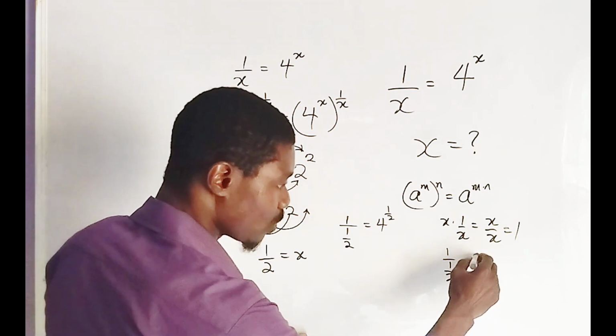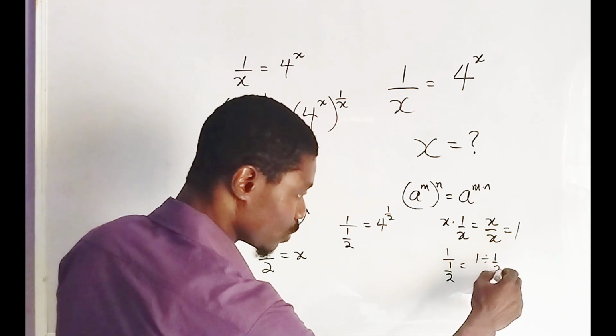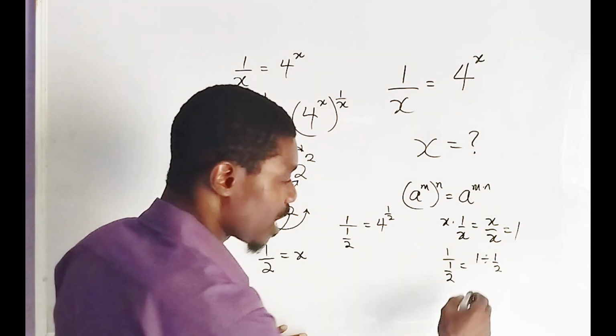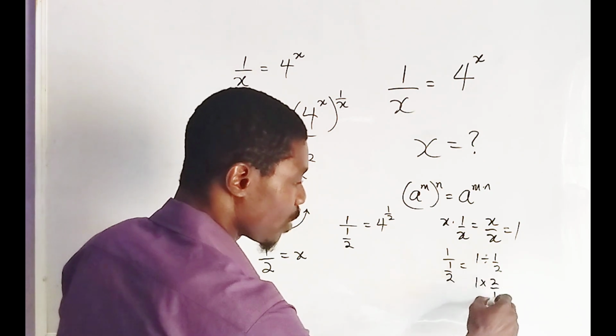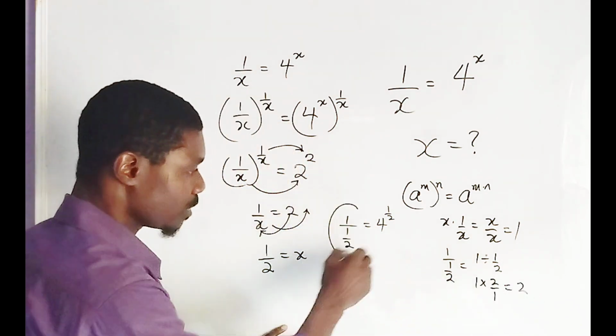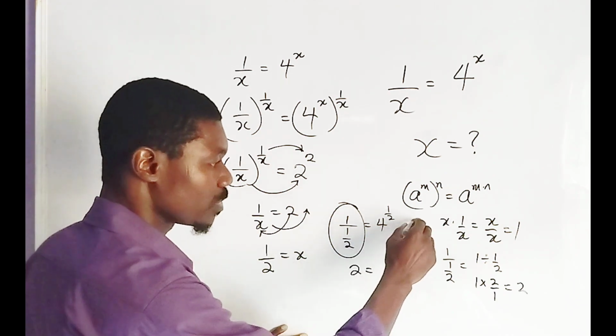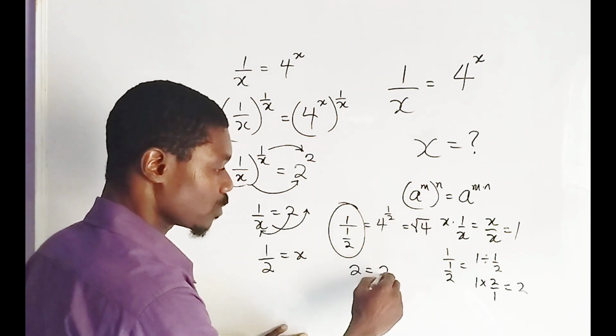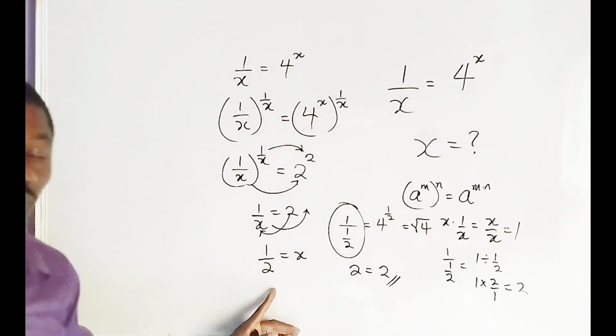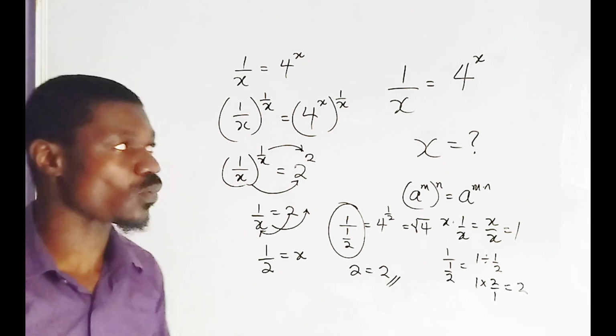2, which implies 1 divided by 1/2, which can also be written as 1 times 2/1, giving us 2. So the whole of this will give us 2, and this, which happens to be the square root of 4, will also give us 2. So half is the solution to the question.